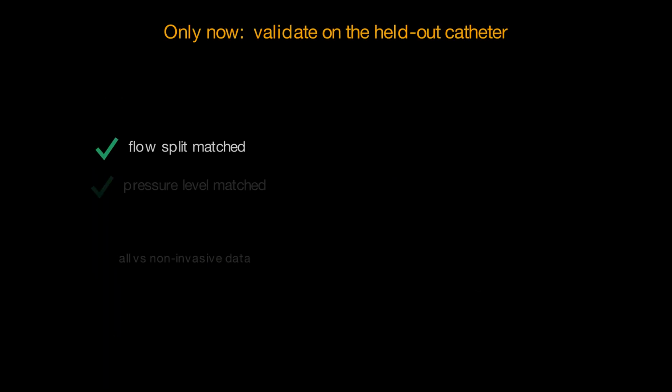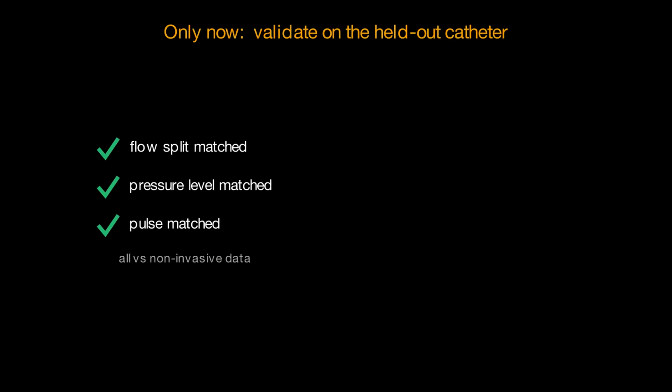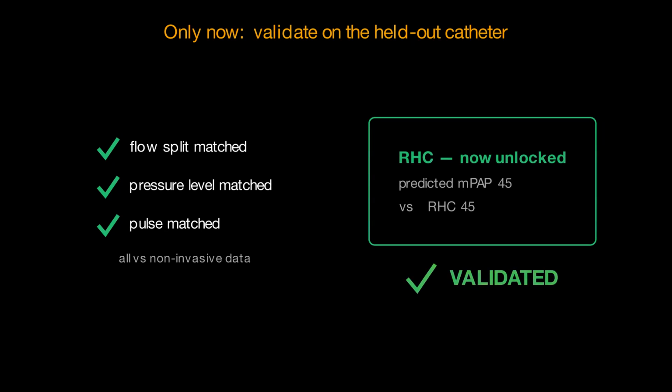Only now, split matched, level matched, pulse matched, everything against non-invasive data, do we bring in the catheter. The model predicts a mean pressure of 45. The catheter measured 45. They agree. And because the catheter never touched the tuning, that agreement is a real validation, not a curve fit. That's the moment the model earns your trust.